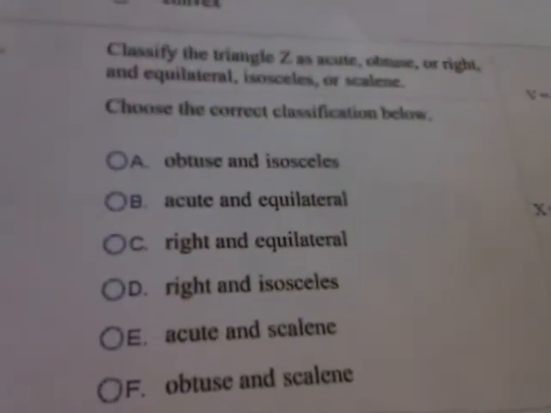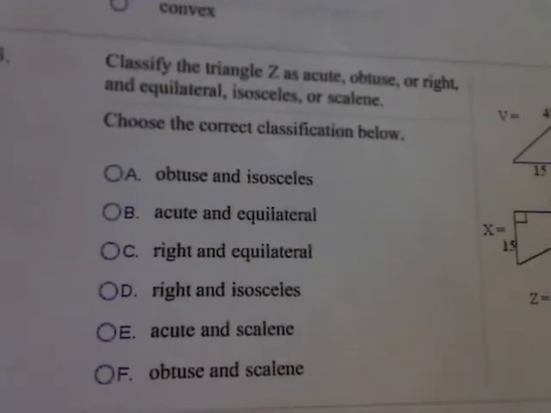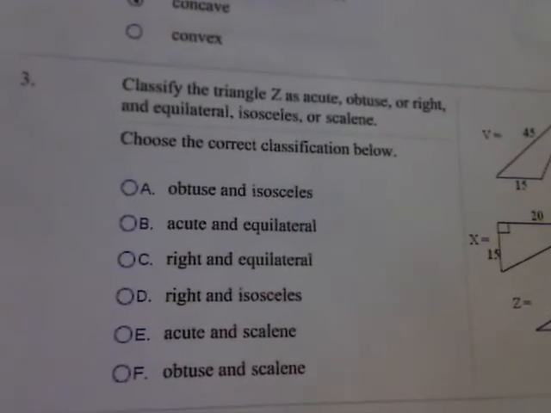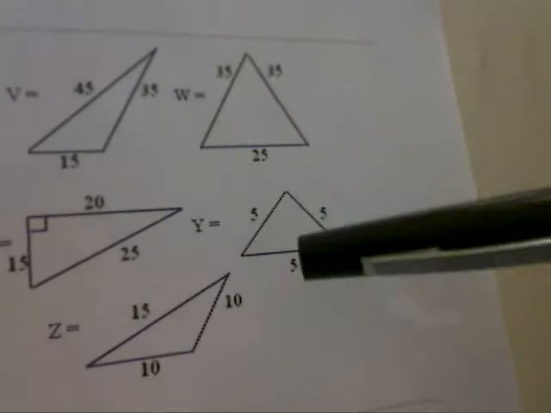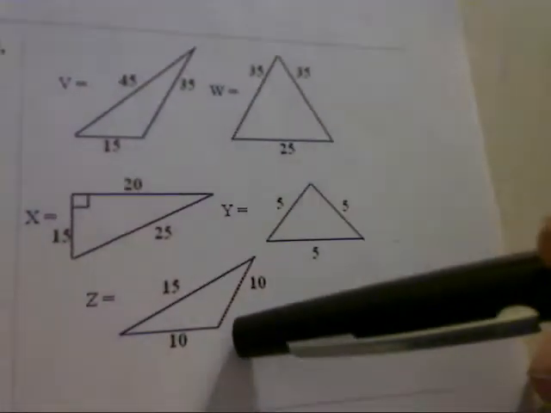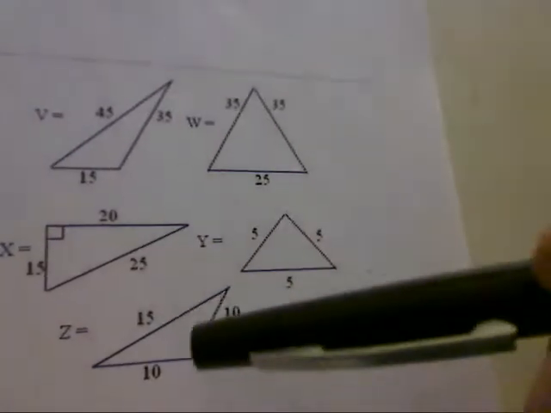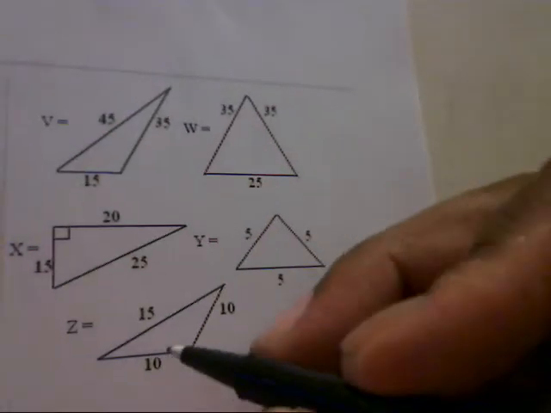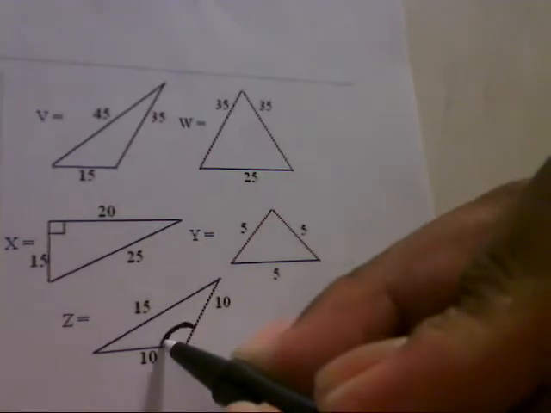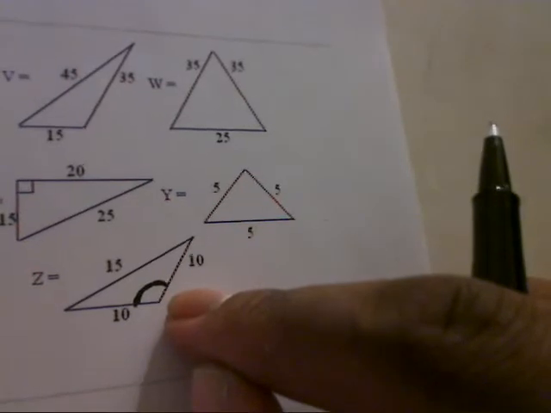Alright, let's look at the next problem here. Here we're going to classify triangle Z as acute, obtuse, or right, and as equilateral, isosceles, or scalene. Okay, now let's find triangle Z. Alright, here's triangle Z at the very bottom. If we look at this triangle, the figure triangle Z is an obtuse triangle, because in this case here, there is one obtuse angle in this particular triangle. So it is an obtuse triangle.